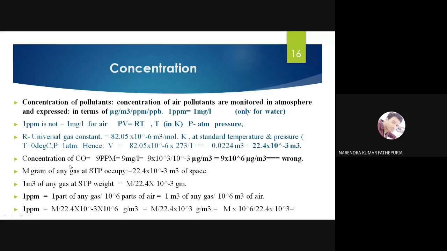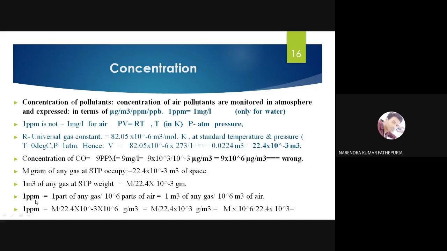If you want to determine the concentration of carbon monoxide present in air, suppose in a question it is given as 9 ppm, and you write it as 9 mg per liter, this will be the wrong calculation. For that we have to do some conversions, which I explained in yesterday's class.